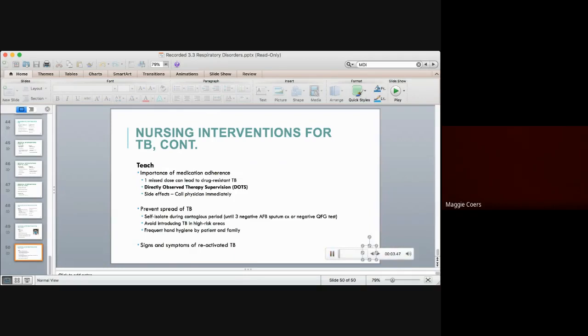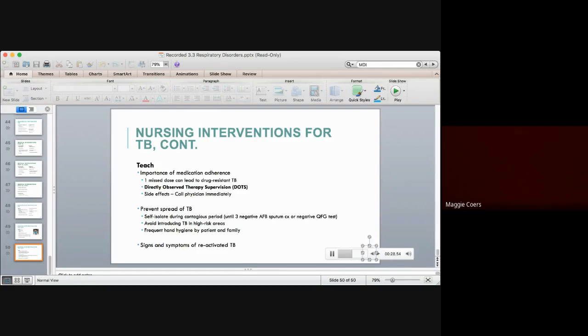And then as nurses, we need to teach the importance of the medication adherence, okay, due to that drug resistance. And if the patient is exhibiting any kind of side effects, then we need to call the provider immediately. Don't just stop the medication for side effects. It's calling the doctor or the physician immediately.